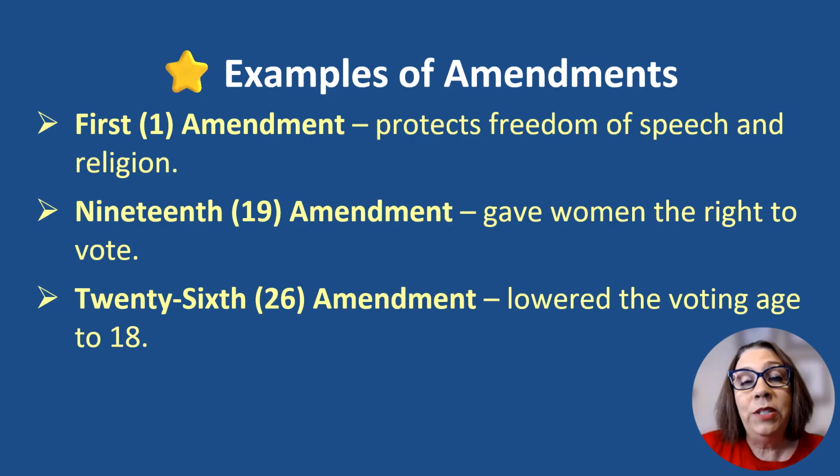So some examples of the amendments. The First Amendment protects our freedom of speech and religion, right to assemble, protest, and petition. The 19th Amendment gives women the right to vote, and the 26th Amendment lowers the voting age to 18 years old.